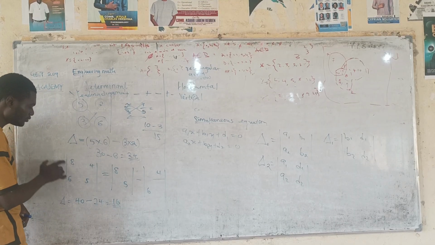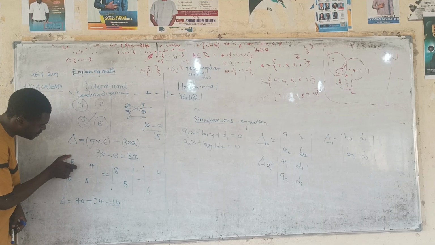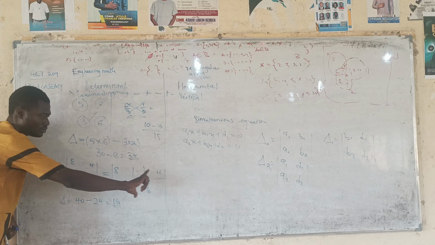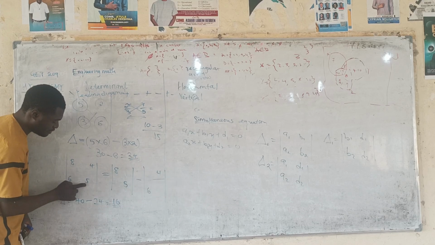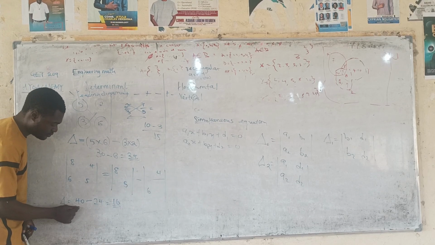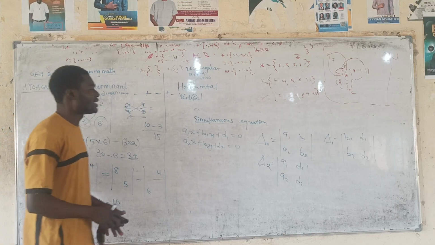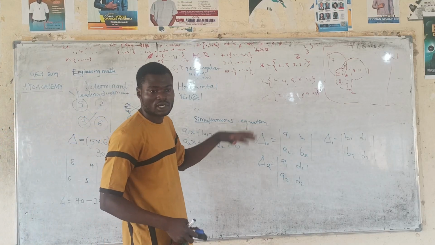That gives 24. Here also, look at this and this, the two here. This one times this one gives us 40. This one times this one gives us 24. We have 40 minus 24, which gives 16. Is that it? Okay, now, simultaneous equations.